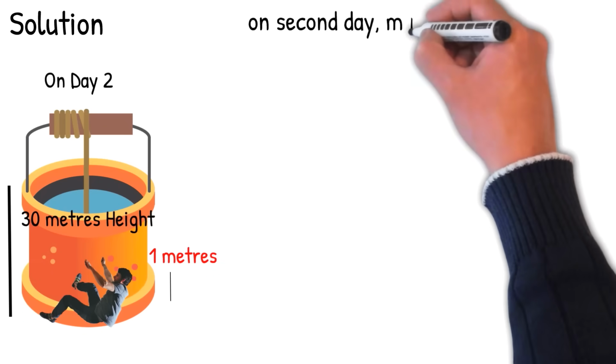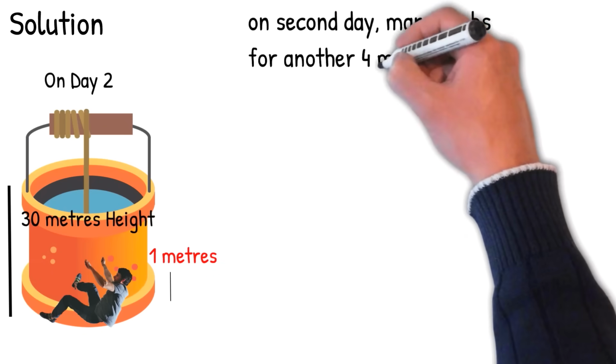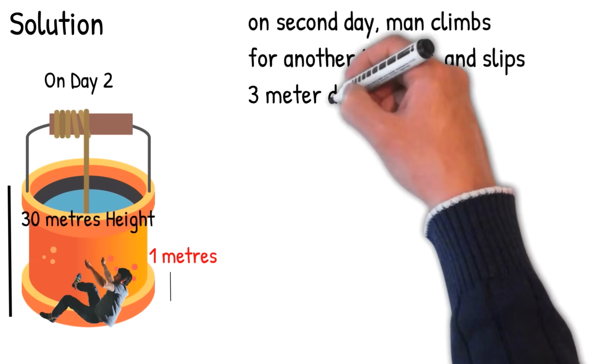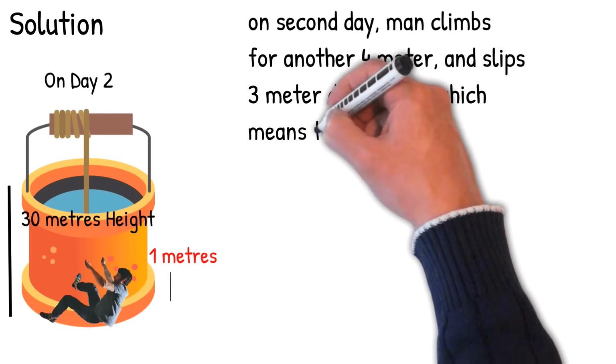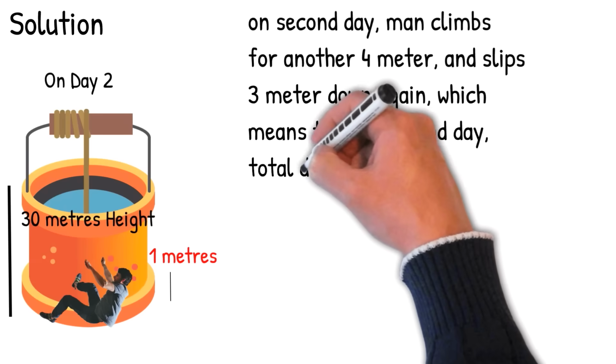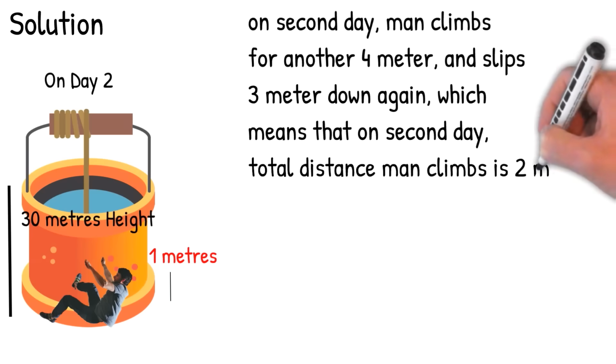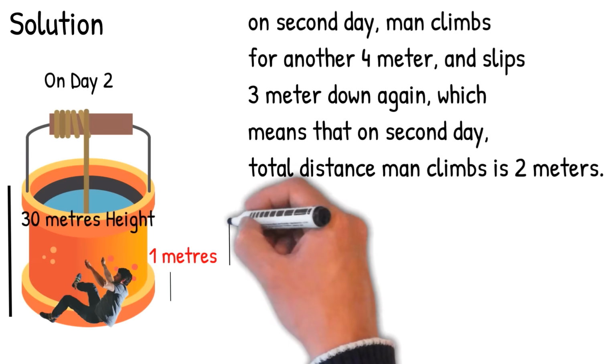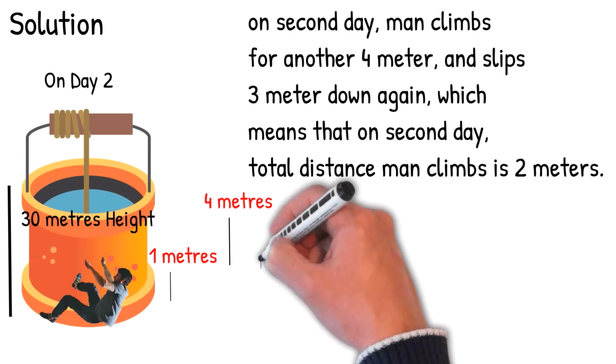Similarly, on the second day, the man climbs another 4 meters and slips 3 meters down again, which means that on the second day, the total distance the man climbs is 2 meters. This infers that the man climbs 1 meter in total each day.